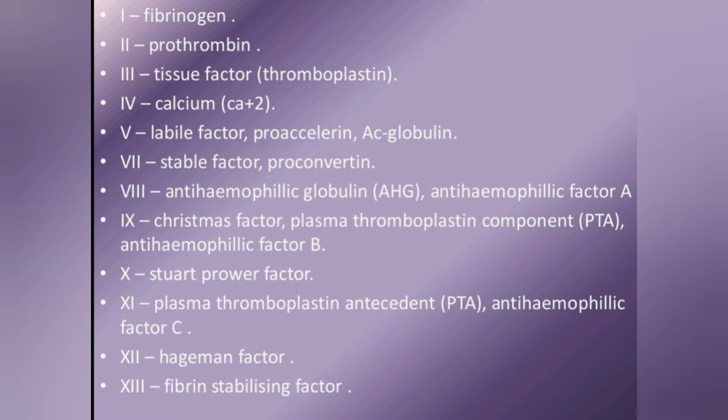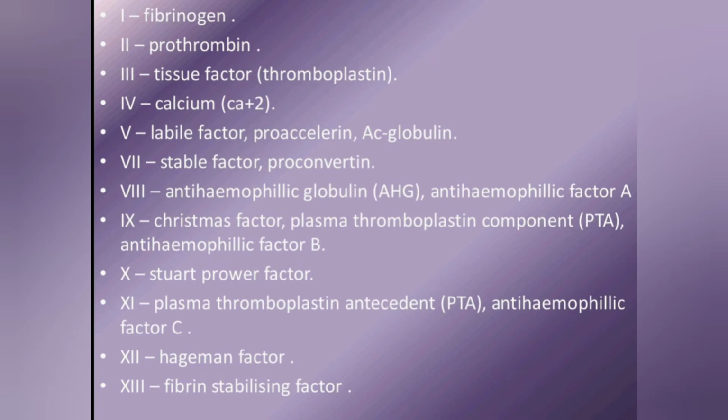Factor 7 is a stable factor or proconvertin. Factor 8 is antihemophilic globulin or antihemophilic factor A. Factor 9 is Christmas factor. It is easy to remember and it is also called plasma thromboplastin component and antihemophilic factor B.